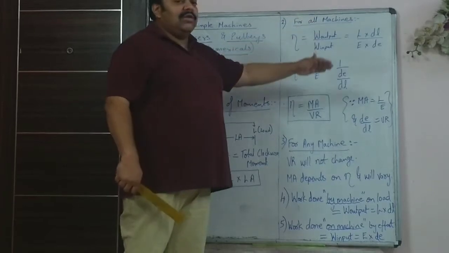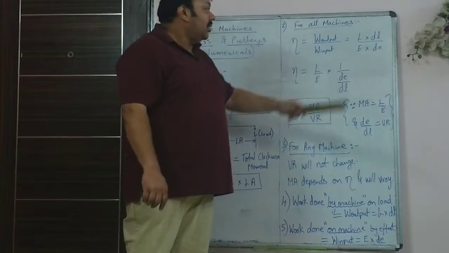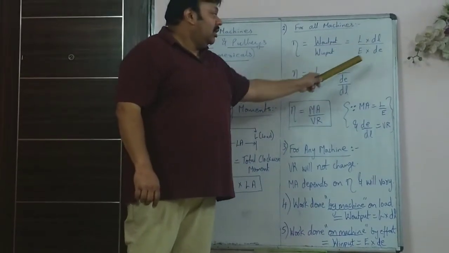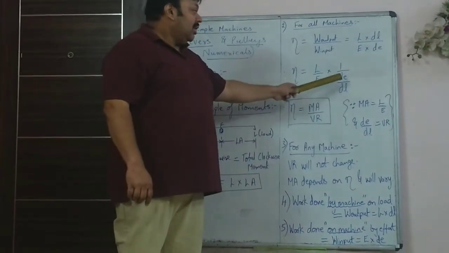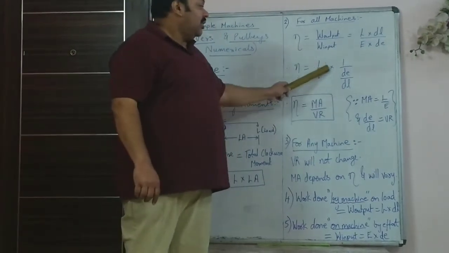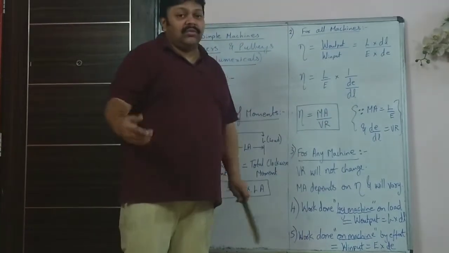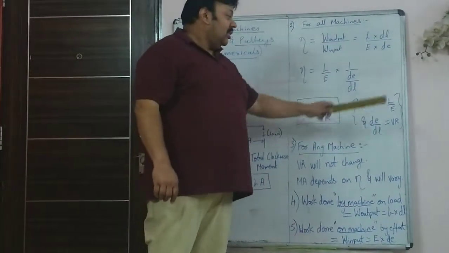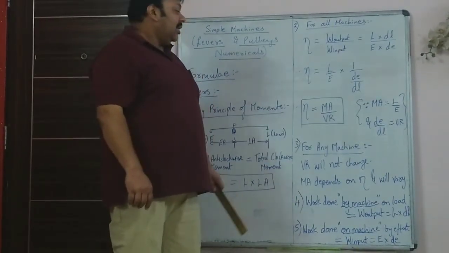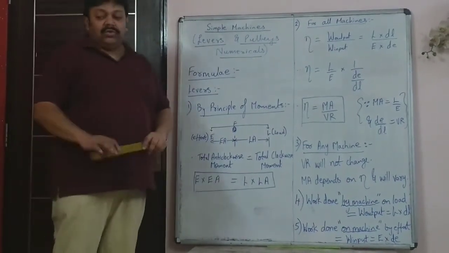And we had even derived a relation between efficiency, MA and VR from this basic formula. We wrote load upon effort as it is, and we wrote into 1 upon dE by dL. So 1 upon dE by dL, and dE by dL is VR. Load upon effort is MA. So these are also formulae which are extensively used in machines. So MA is load upon effort and VR is dE by dL. So efficiency is MA upon VR. So that is yet another formula that you have used.